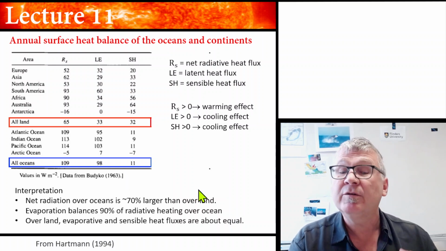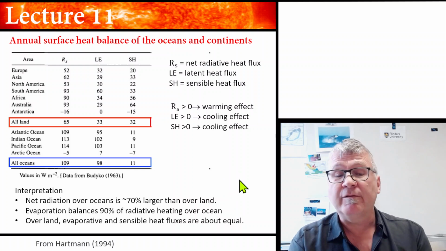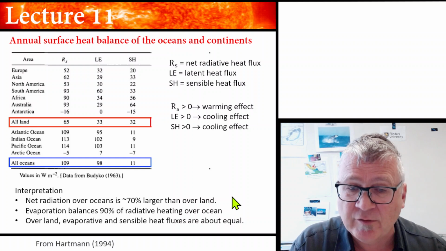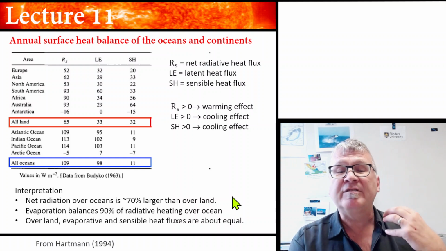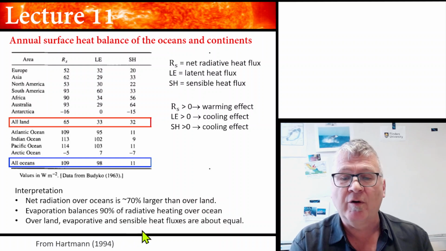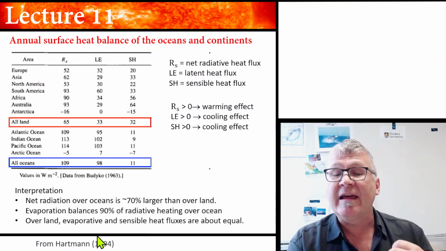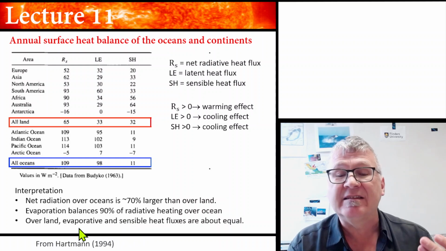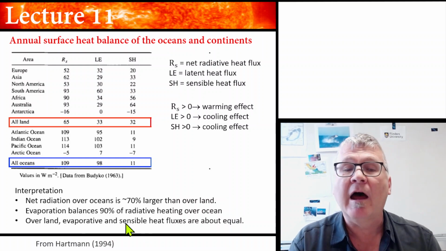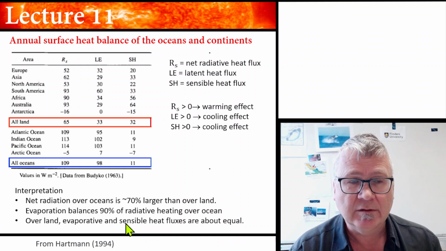So the interpretation is, first of all, the net radiation over the oceans is 70% larger than over land. The evaporation balances 90% of radiation over the ocean. Over land, evaporative and sensible heat fluxes are about equal.